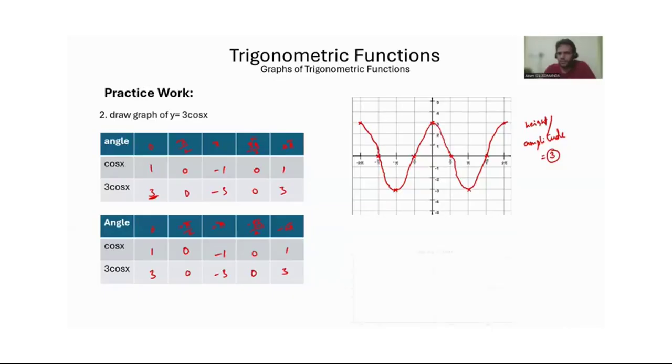All right, guys. That's what I wanted to do. In the board exams, you will get these types of problems: y equal to sine 2x, sine 3x, cos 2x, or 3 cos x, 5 cos x. So you just need to extend the knowledge that you have learned in drawing the graphs.